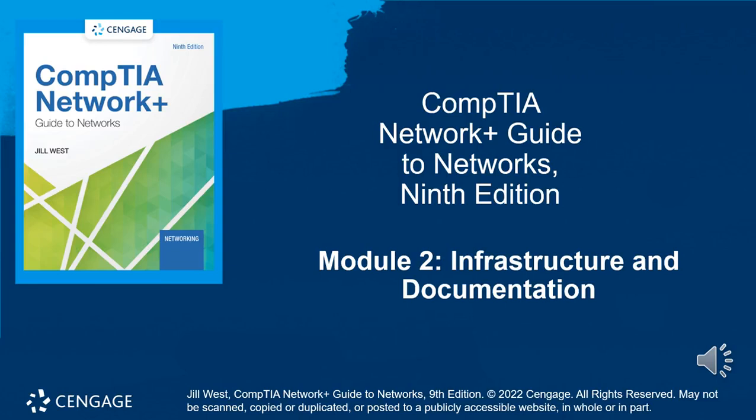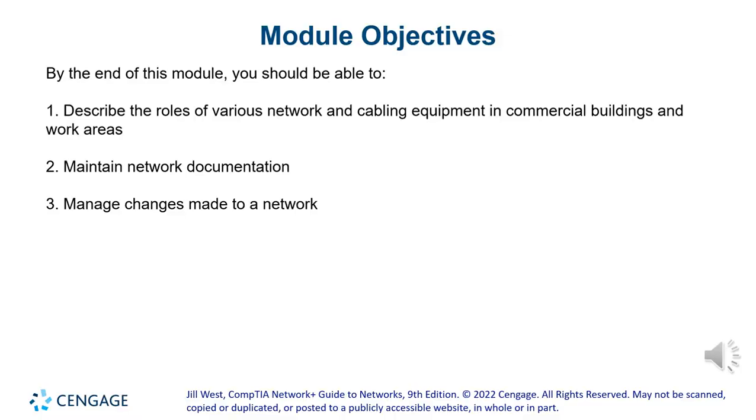Hello, this is Network Technologies, Chapter 2, and this module is for infrastructure and documentation. This chapter describes cabling, how the cabling is done in a building or in a working area, how to maintain documentation of that cabling or any connections that you have, and also how to manage changes to a network.